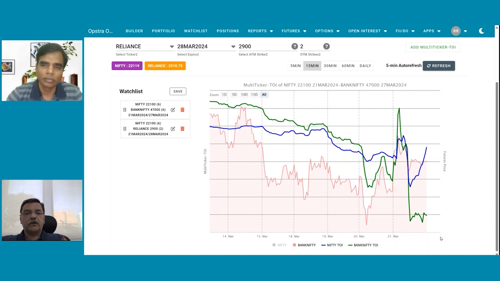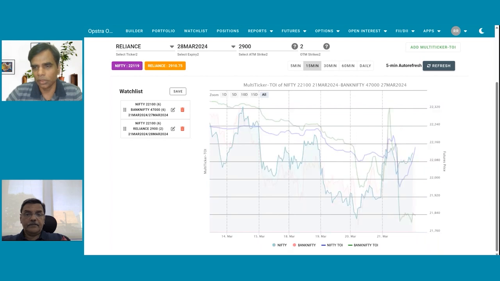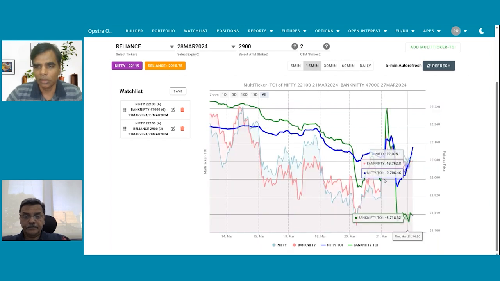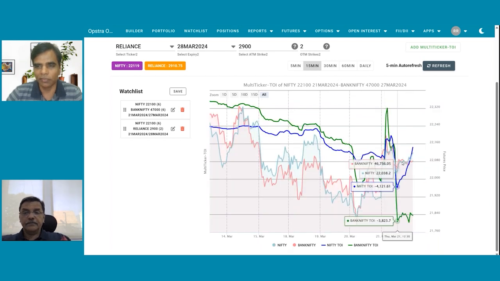So this kind of TOI, multi-ticker TOI, helps you in identifying what is happening below the surface, which are the stocks which are carrying Nifty higher. Let's say it is non-banking stock. So even today, if you saw in the second half, the blue line, which is the Nifty TOI, went up sharply, but the Bank Nifty TOI was sideways. Yes. You can also see from the chart, Nifty went up, but Bank Nifty stayed at the same level.